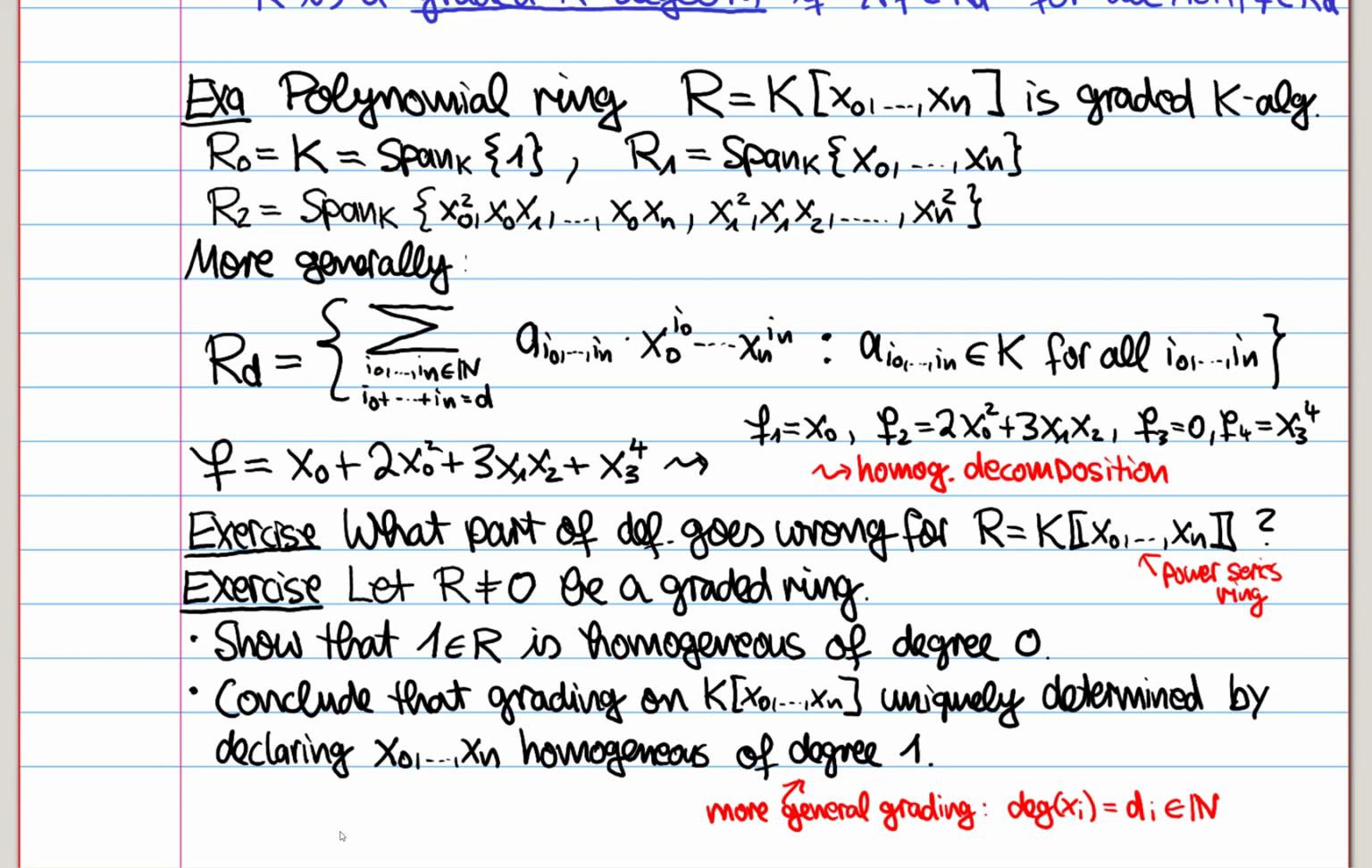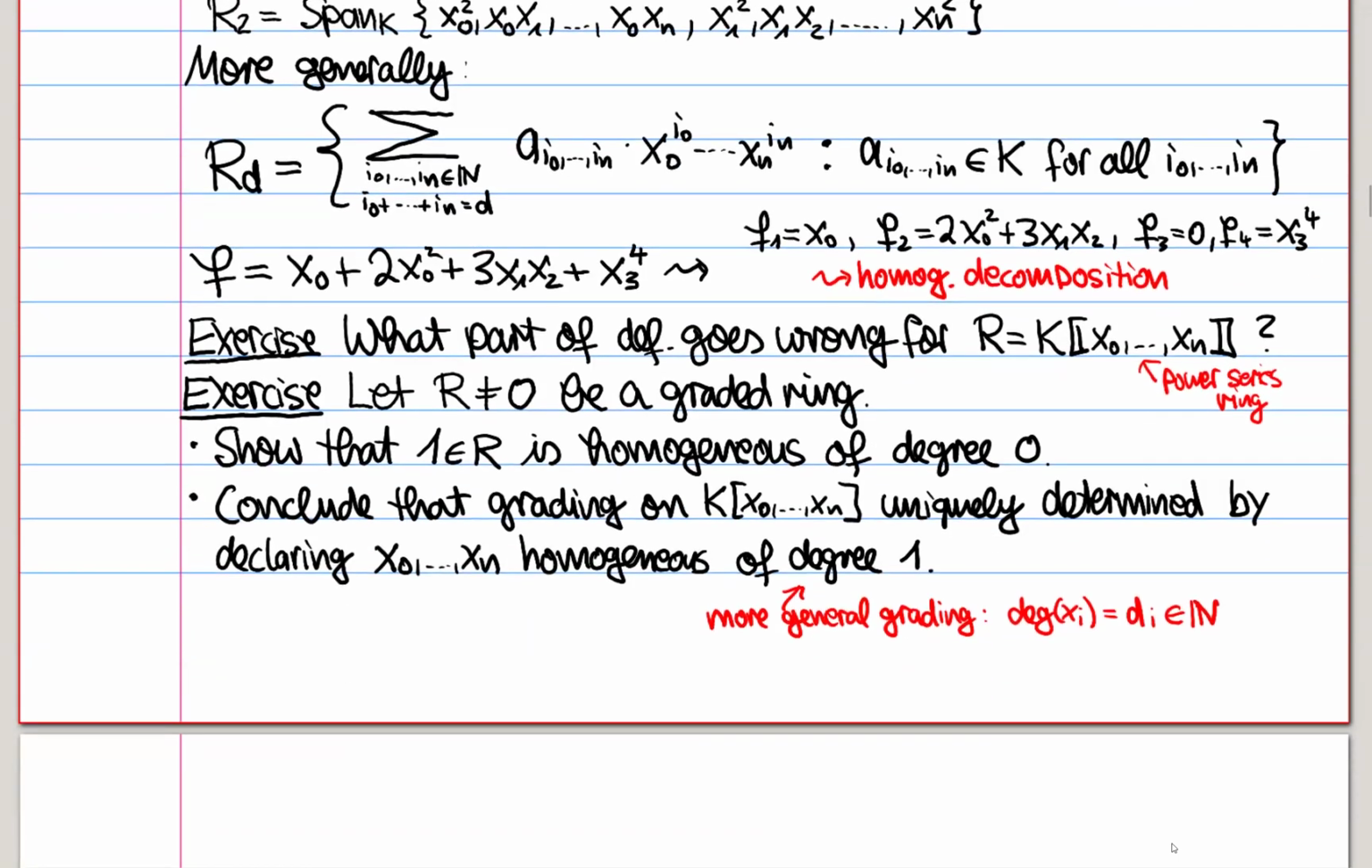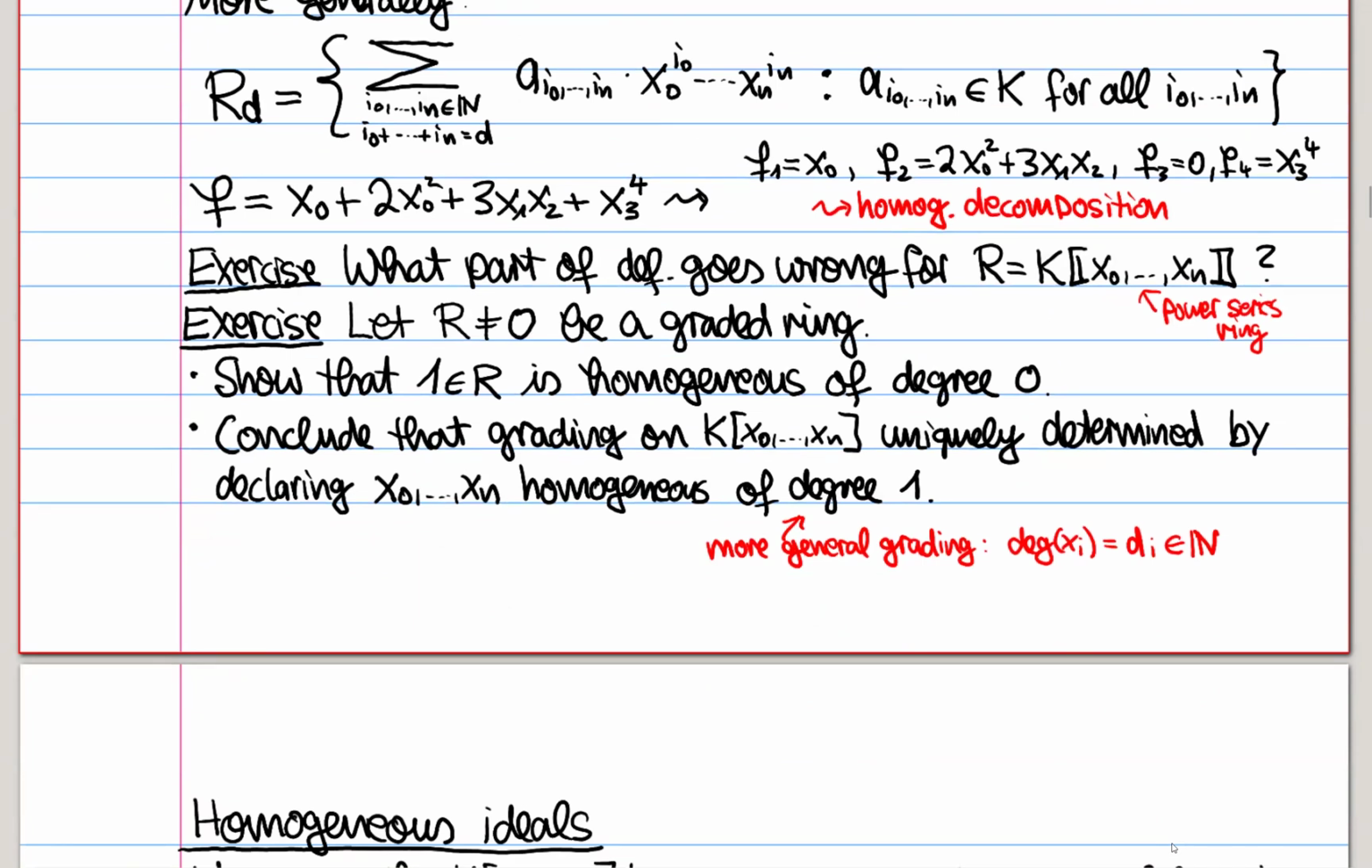And more generally, there are other gradings on this polynomial ring. So you could declare that x_i has degree d_i for any tuple of numbers d_i in the natural numbers. Okay. And so next we're going to talk about ideals in these graded rings, and in particular ideals which play nicely with respect to the grading.